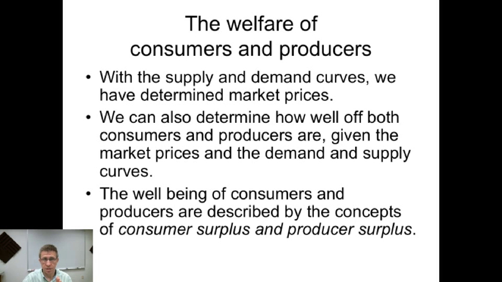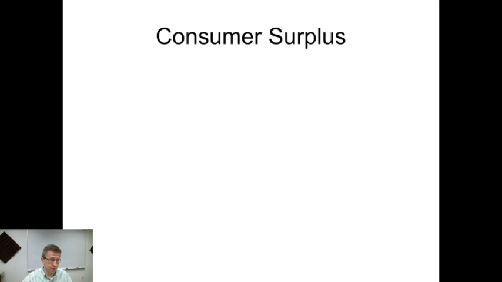So the concept of the well-being for consumers, the term is consumer surplus. For producers, to describe how well off or how happy they are with the market outcome, it's producer surplus. And just a note here, when we talk about the welfare of consumers and producers, this isn't the government program welfare, it's the well-being of consumers and producers based on the market outcome. So we start with consumer surplus.